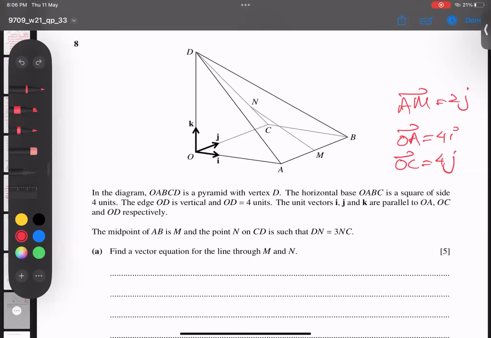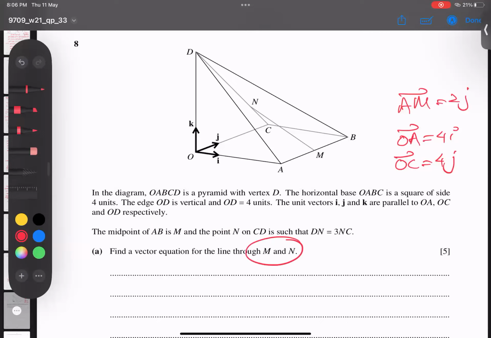M is the midpoint, and N is a point on CD, such that DN equals 3NC. This connection is given and very important to use. Find the vector equation of the line through M and N.